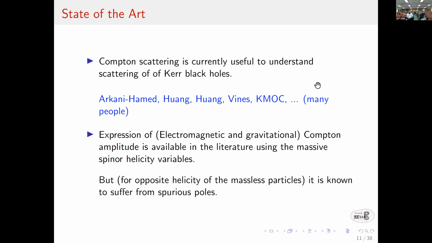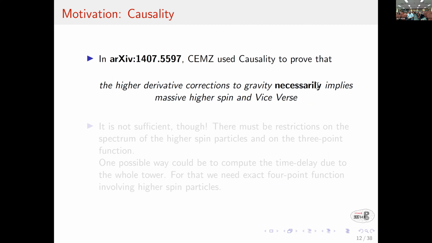So these expressions for the electromagnetic and gravitational Compton amplitudes are available in the literature using the massive spinor helicity variables. But these amplitudes are known to have spurious poles, poles which have no physical meaning. Okay, so this was one motivation.